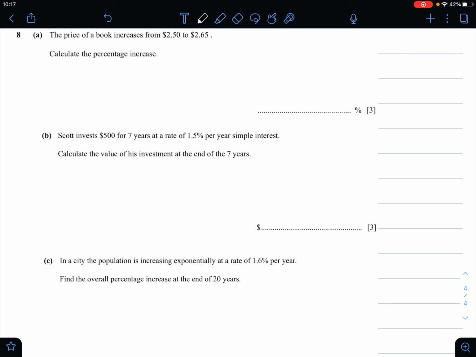Welcome to ANS Solver question 8 of this paper. For part A, they are asking us to calculate the percentage increase. How we do that is we take the difference of the two prices and divide it by the original price and then multiply it by 100.